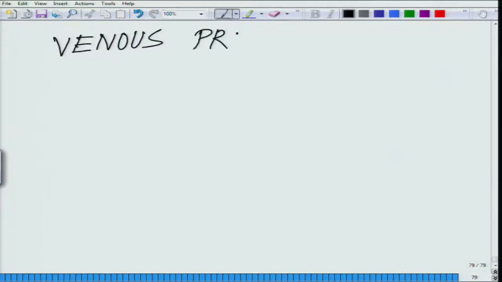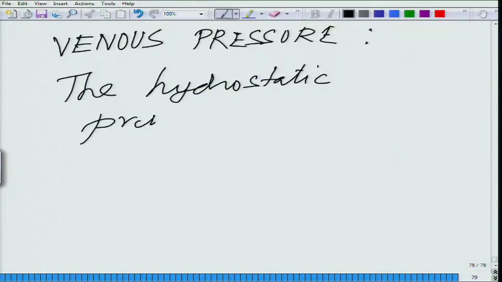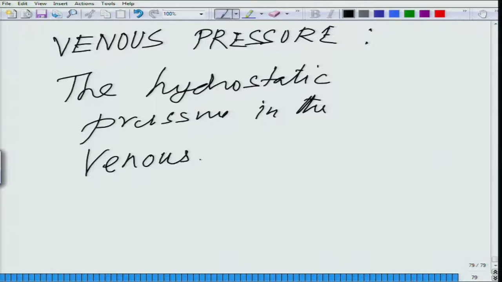We talked about the arterial pressure, now we are talking about the venous pressure, or the hydrostatic pressure in the venous system. That is talking about the venous pressure. Then we talk about the viscosity.